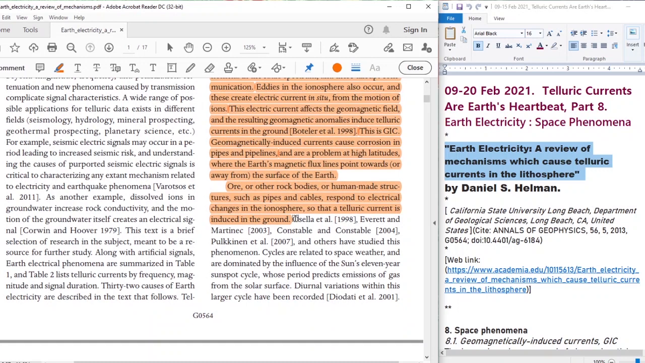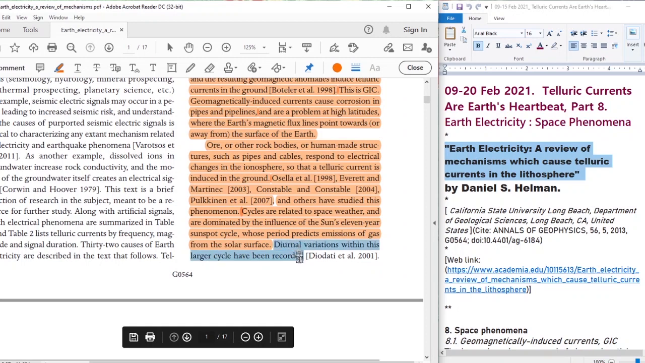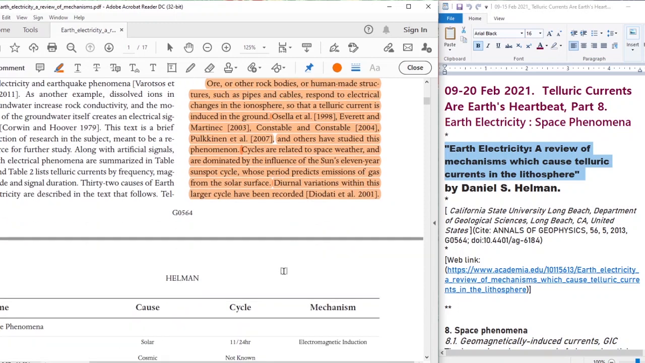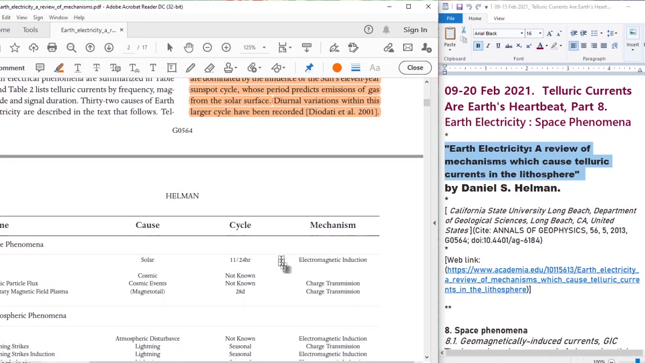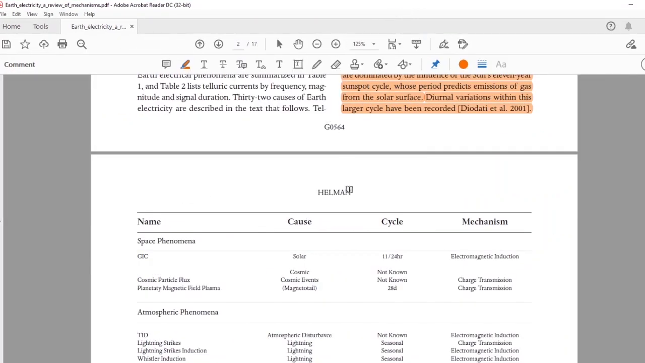The research on this is Osella et al. 1998, Everett and Martinek 2003, again 2004, and Polkinen et al. 2007, and others have studied this phenomenon. Cycles are related to space weather and are dominated by the influence of the sun's 11-year sunspot cycle, whose period predicts emissions of gas from the solar surface. Diurnal variations within this larger cycle have been recorded, and the reference is 2001 in Diodata. I butchered that name. All right, so this chart here is a wonderful chart.